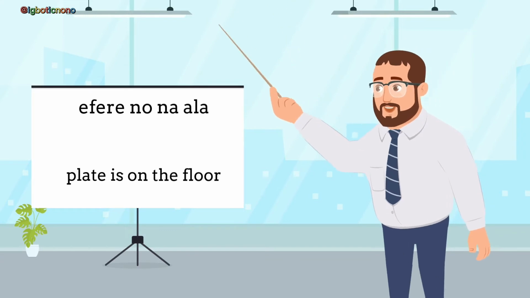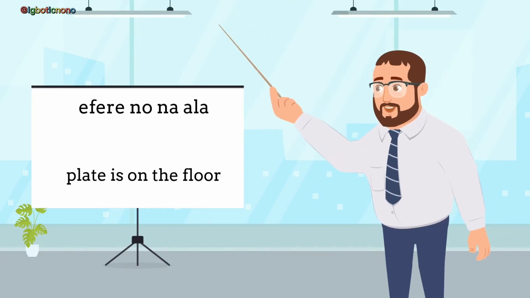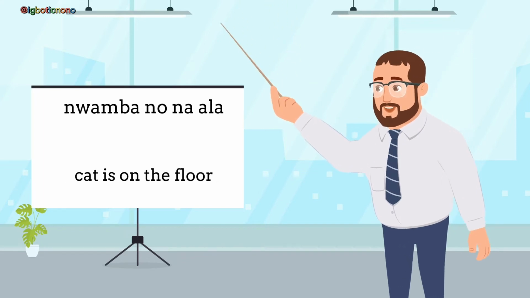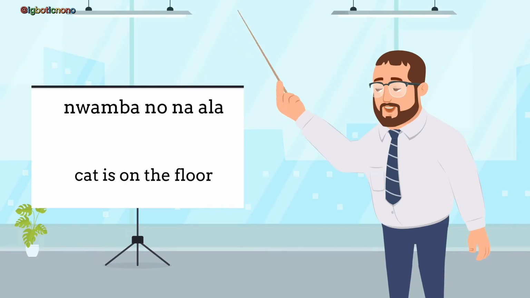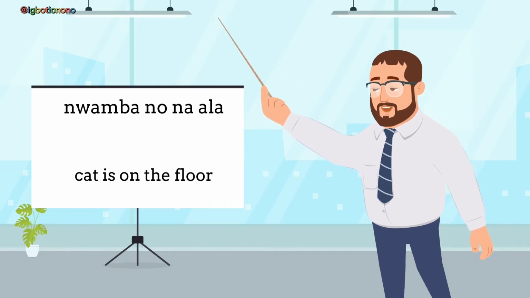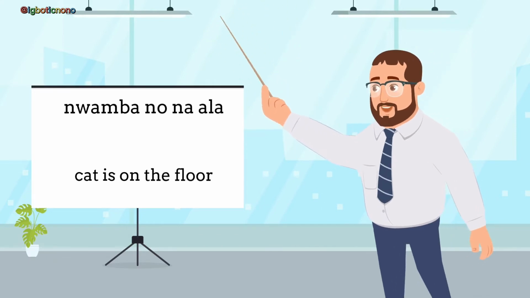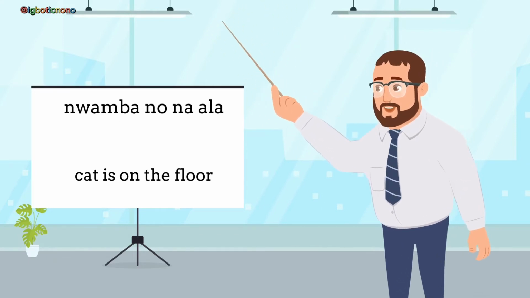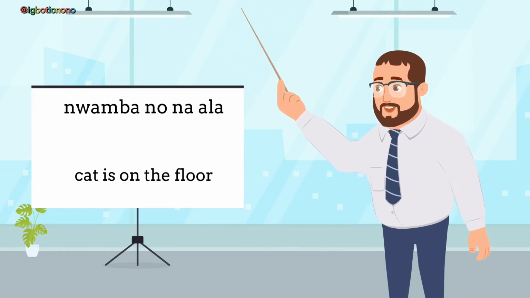Nwamba nọ na ala. Cat is on the floor. Ngaji nọ na ala. Spoon is on the floor.